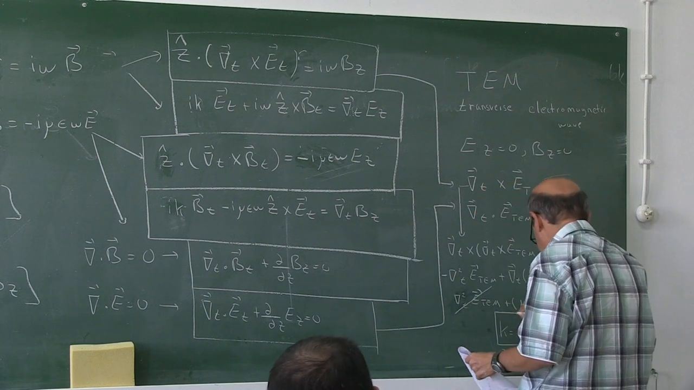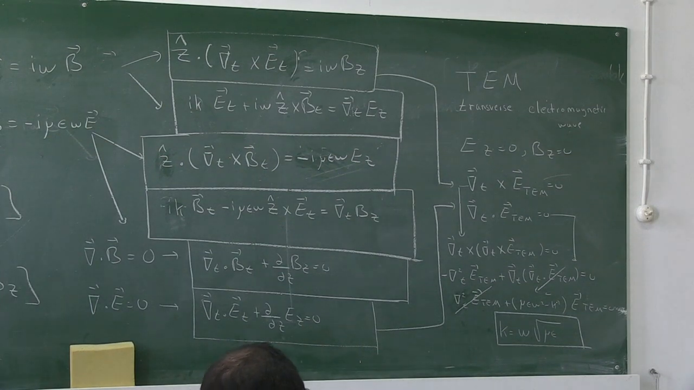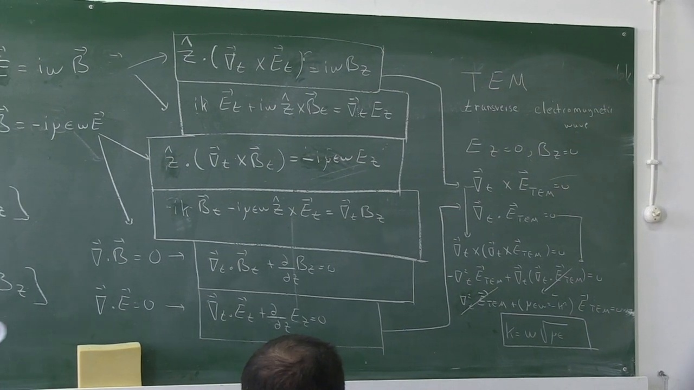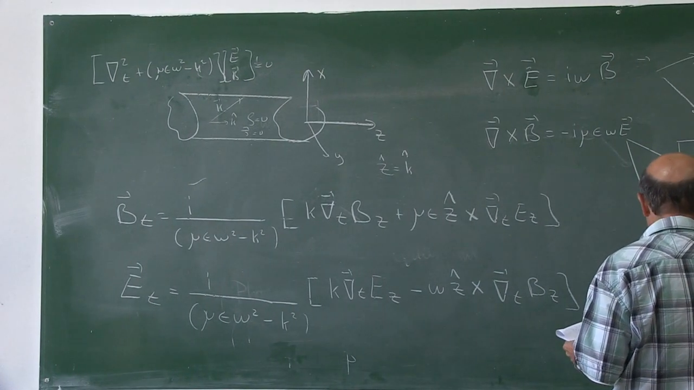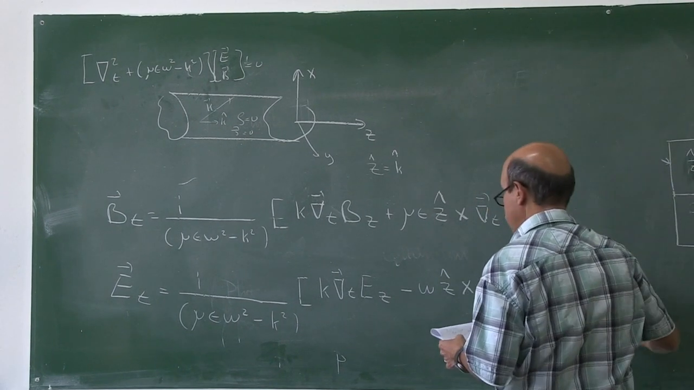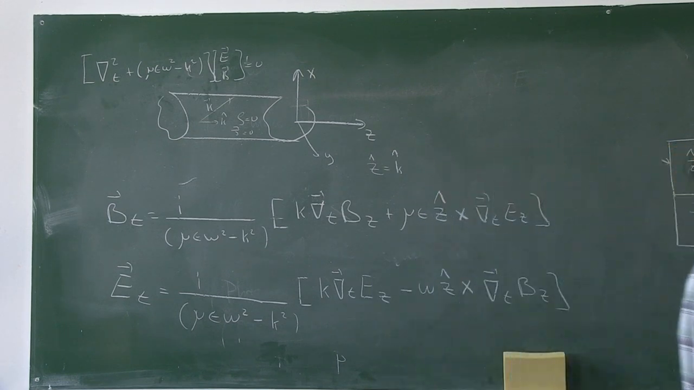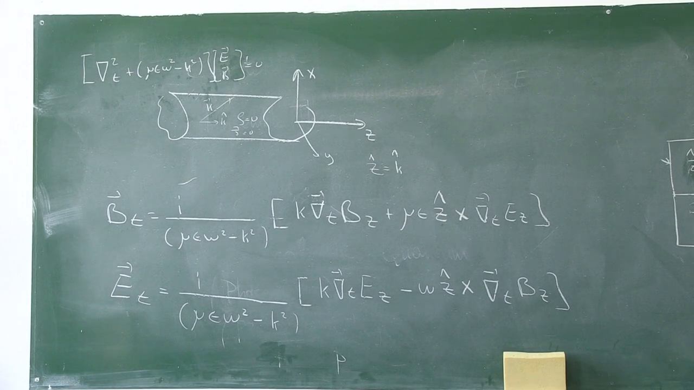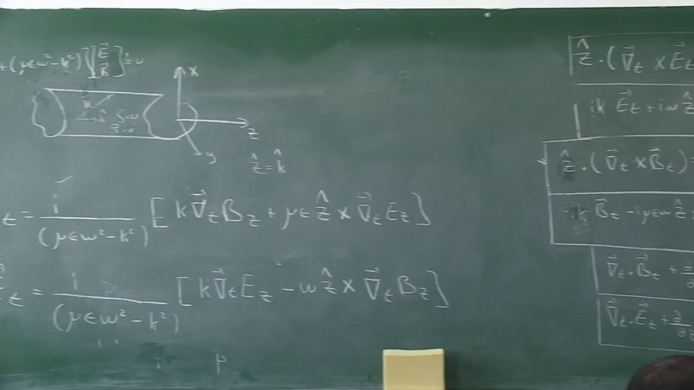So let us look at the other properties. This is one property of the wave which is propagating along k such that E_z and B_z are equal to zero. So again we are seeing the omega over k phase velocity is 1 over square root of mu epsilon. That is the property of the waveguide, that is the phase velocity.